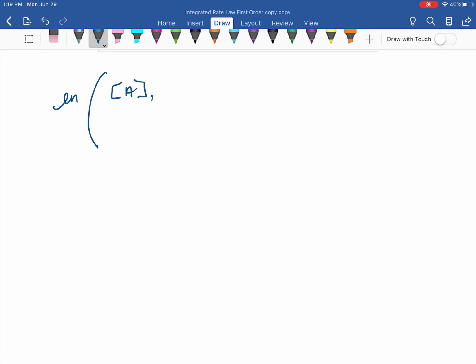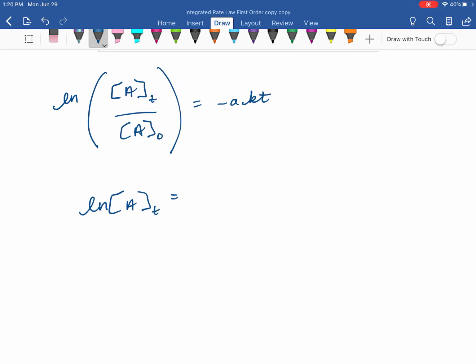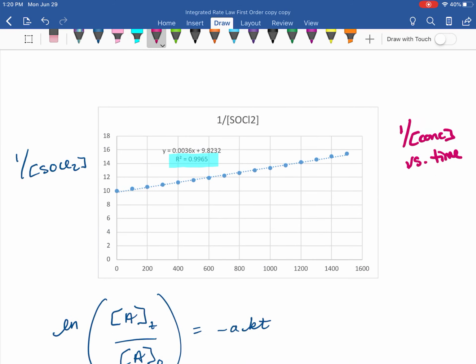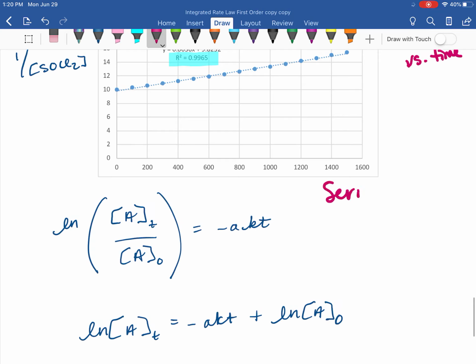Okay, at some time over our natural log of our initial. Okay, that's one way to write them. And then we also wrote it as the line equation. Okay, so what do we know here and what do we do with this? So this is our series of equations for first order.